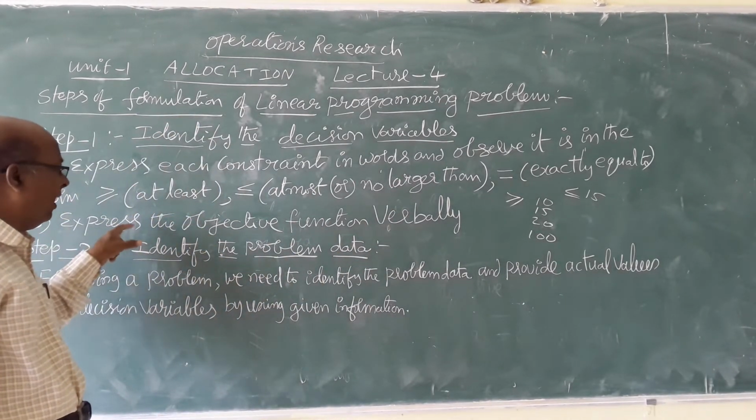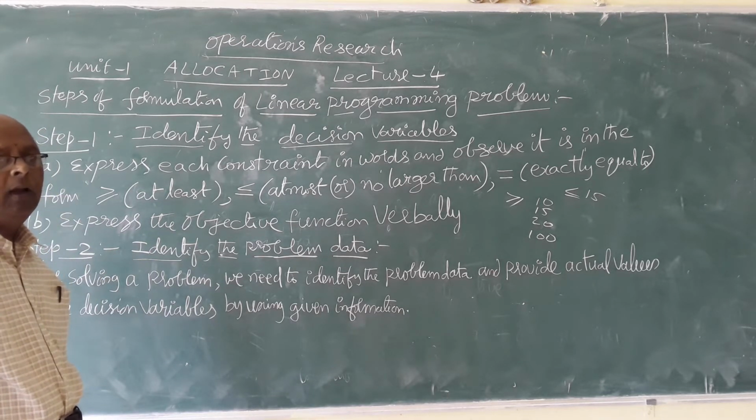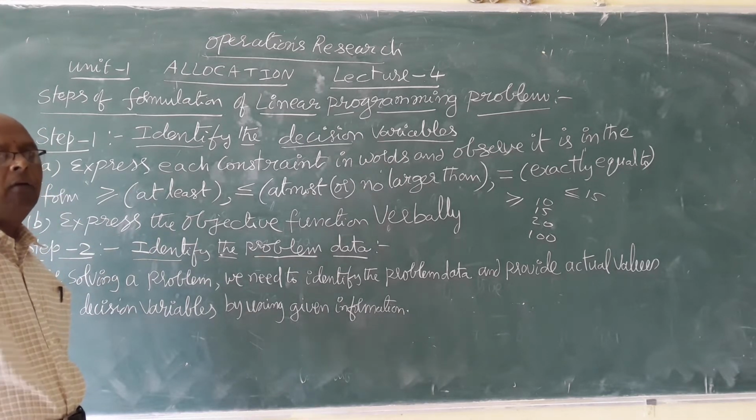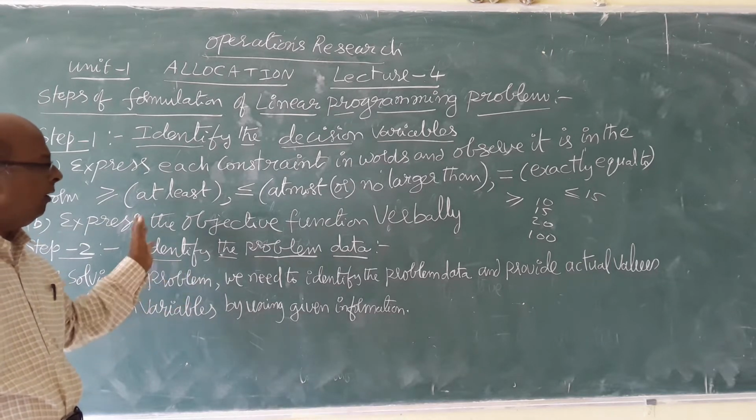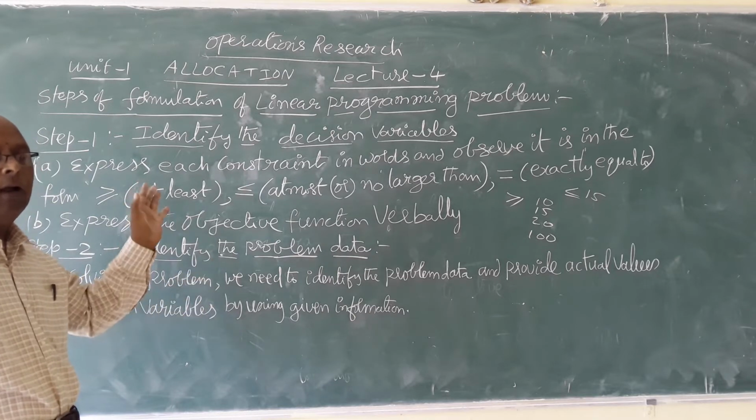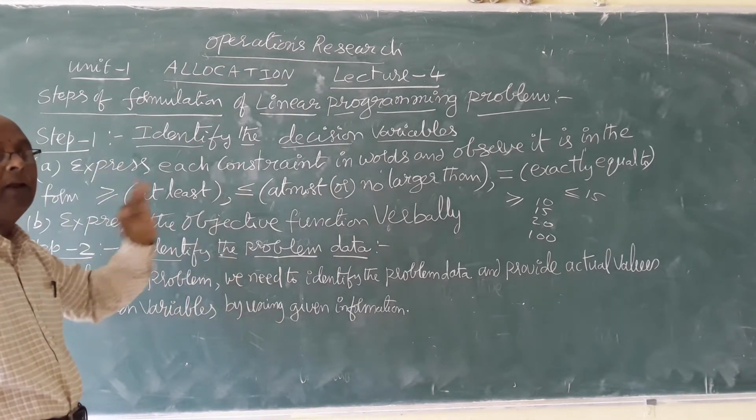Next, express the objective function verbally. First you write in sentence form and then you write symbolic form. First write word form and then write symbolic form. Don't write directly in symbolic form.